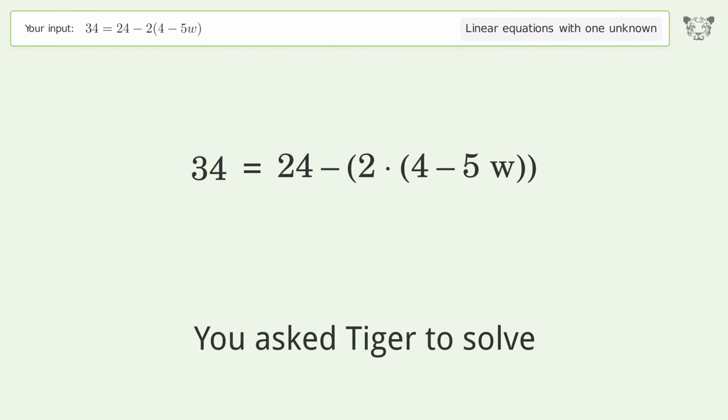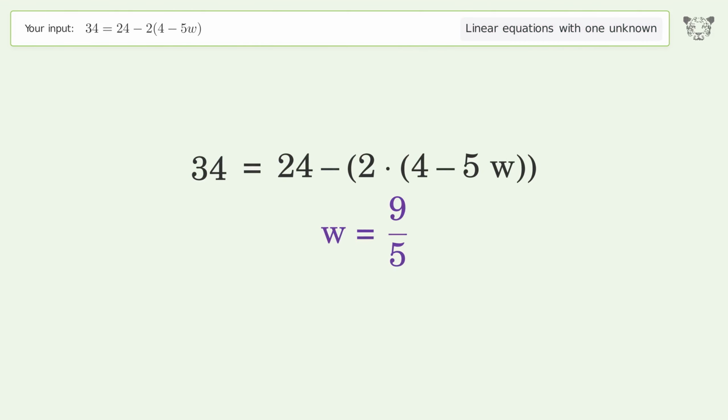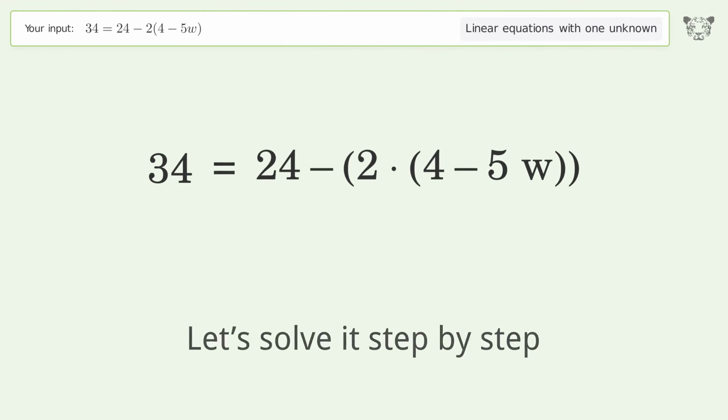You ask Tiger to solve. This deals with linear equations with one unknown. The final result is W equals 9/5. Let's solve it step by step.